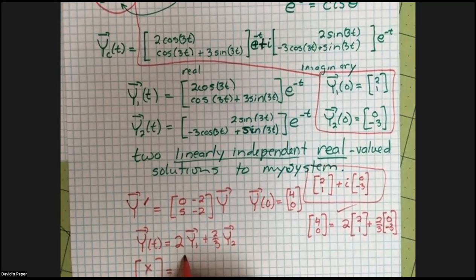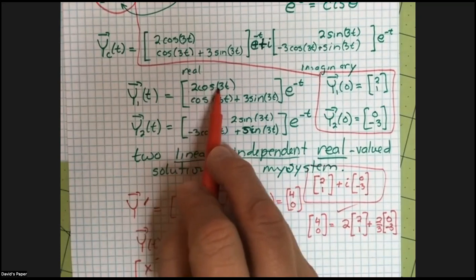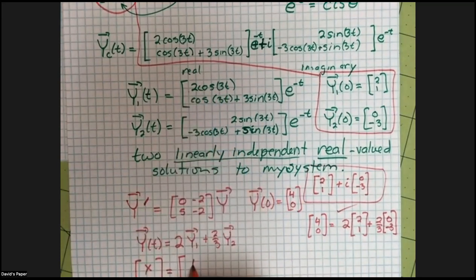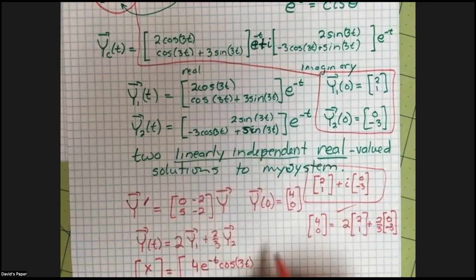X, y. So 2 times y1. I'll take 2 times 2 cos 3t. That's 4. Don't forget the e-minus t, cos 3t. And then I have to add 2/3 y2. But y2 in the top slot gave me a 2 sine. So that gave me a 4/3 sine, e-minus t sine 3t. That was the easy one.